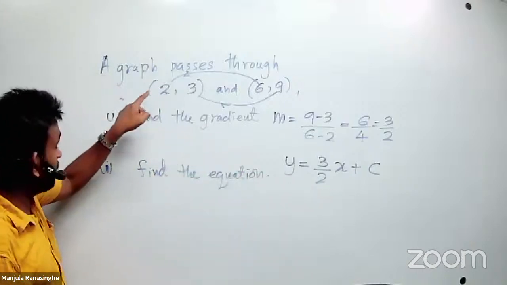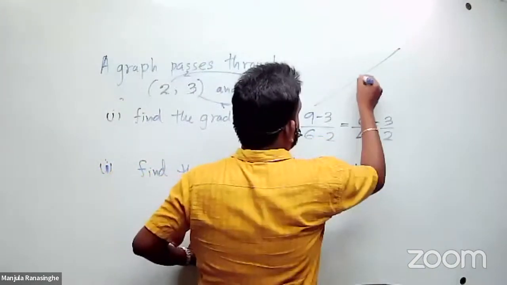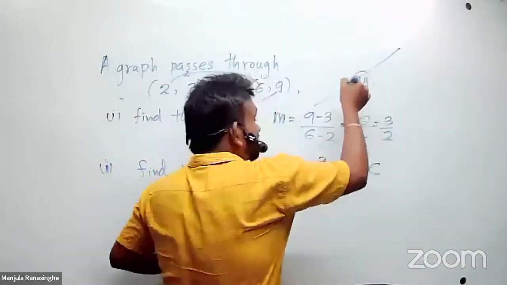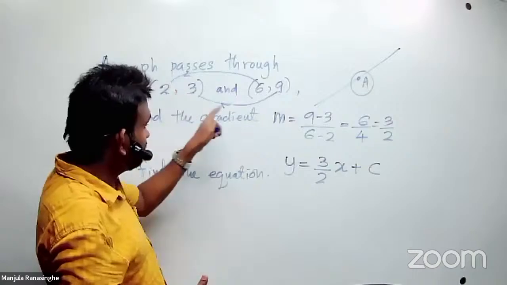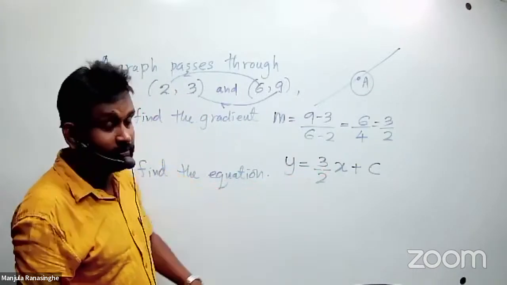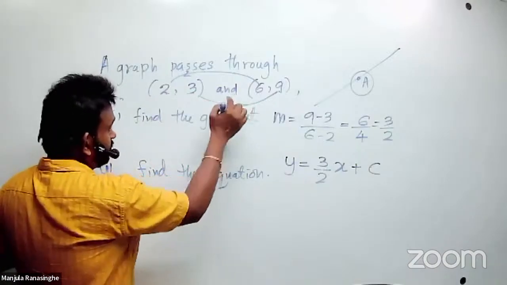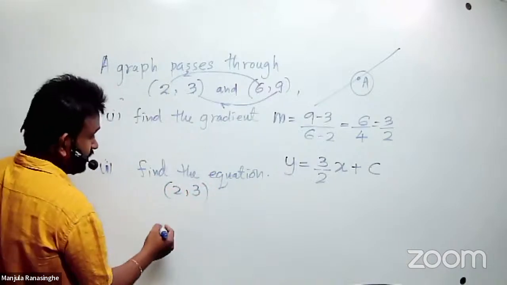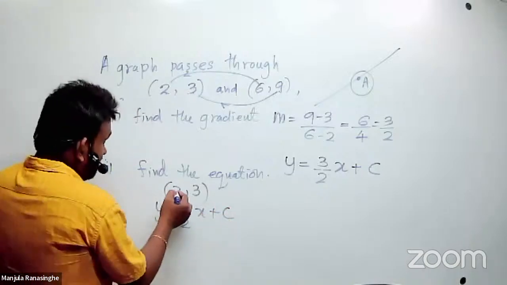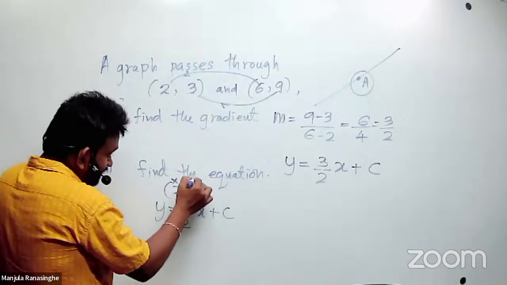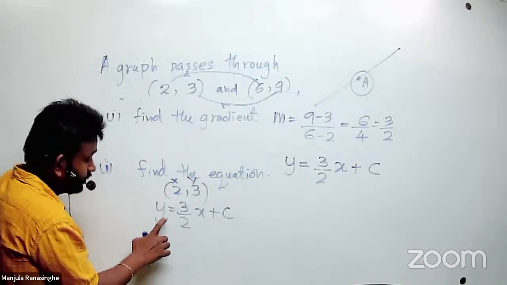Right. Is that clear? These two points pass through this line. If a straight line passes through a point, that point satisfies the equation of the straight line. So for y and x, I substitute any coordinate out of these two. I have 2, 3. I substitute this into 3 upon 2 x plus c. Here x coordinate is 2 and y coordinate is 3. So for x I substitute 2, for y I substitute 3.